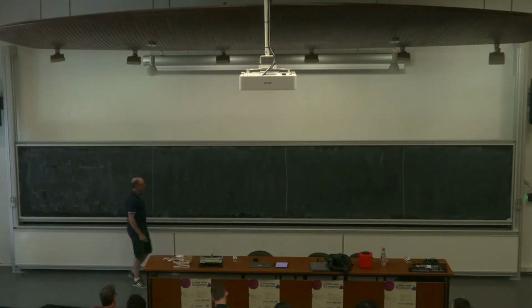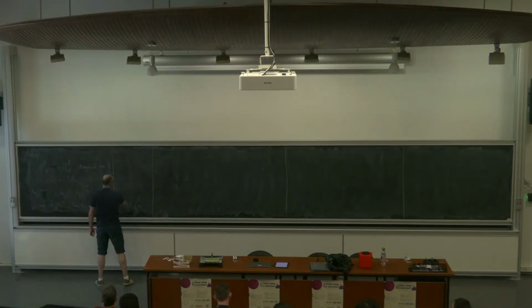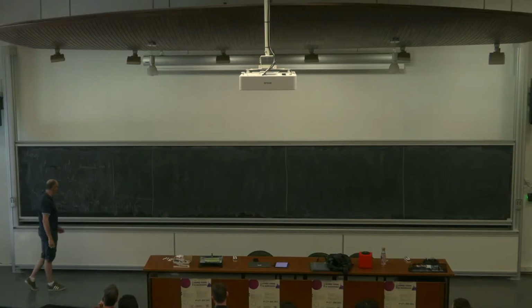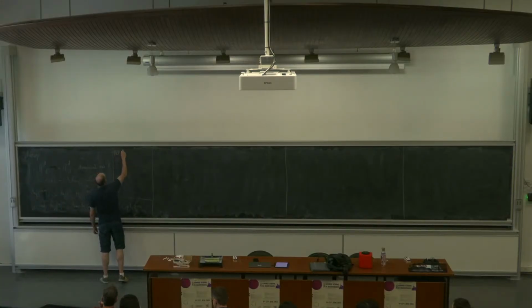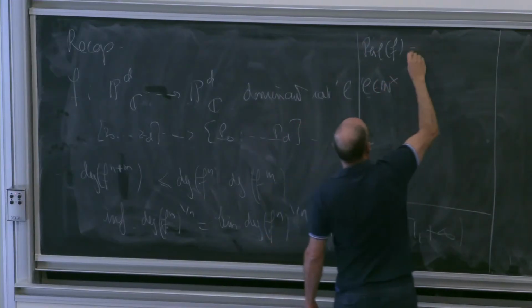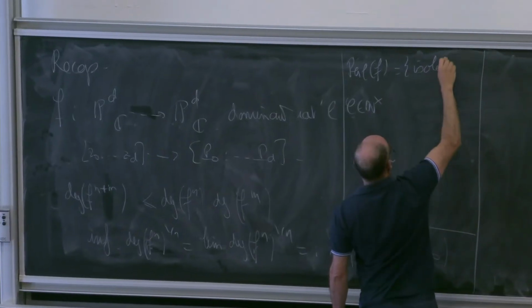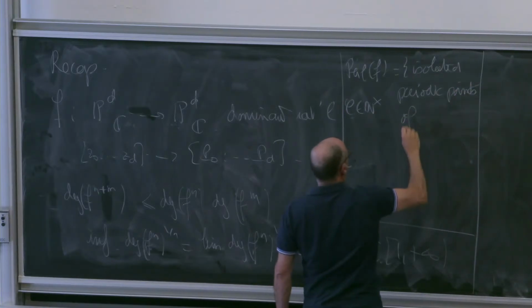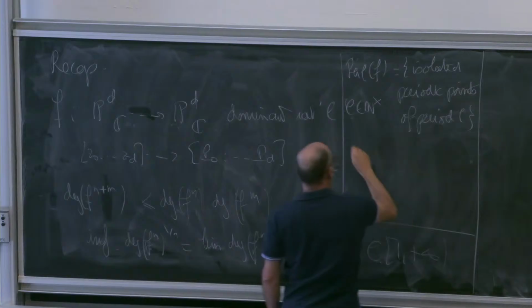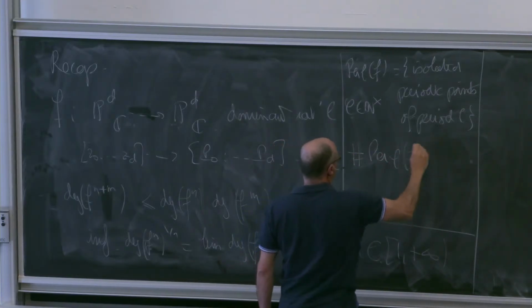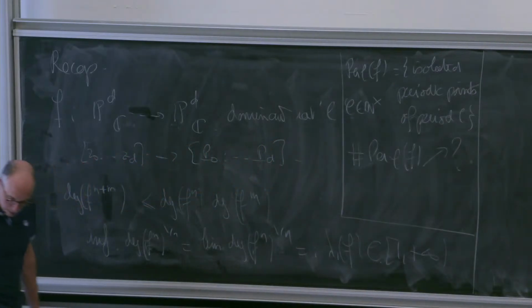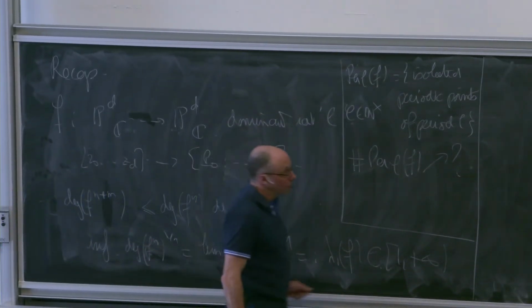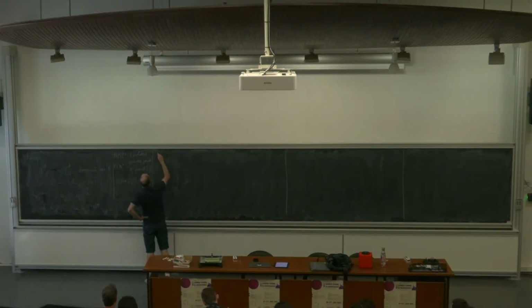Okay, and so recall also that I was very much interested in computing the growth of the number of periodic points. Per_L(f), for L some positive integer, is the set of isolated periodic points of period L. And the question was to describe how fast the cardinality of this set grows to infinity. So I did the case of automorphisms of the affine plane. I discussed this at the end of the last lecture.